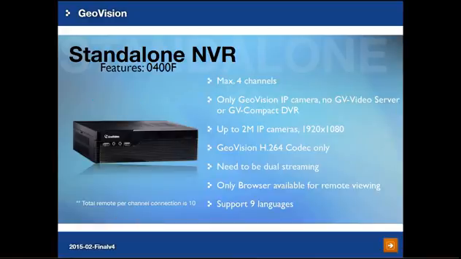Now on to the features of 4-channel SNVR. It's max 4 channels for the 4-channel SNVR, of course. Only support GeoVision IP cameras. No video servers or compact DVR. The max resolution is 2 megapixels. The footage is recorded in GeoVision H.264 format. The cameras need to be dual streaming, so there will be less burden on the SNVR.